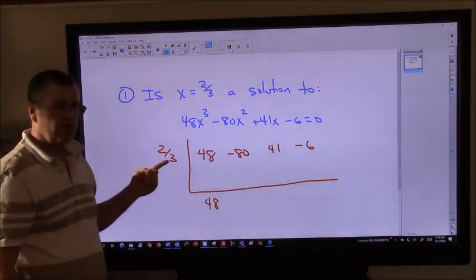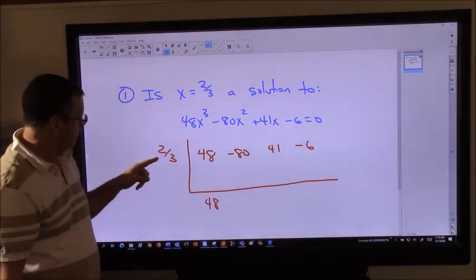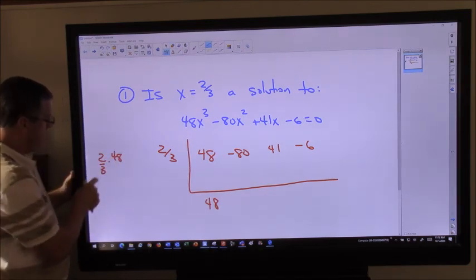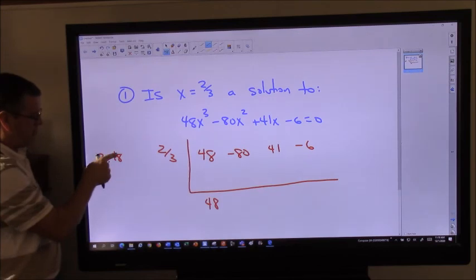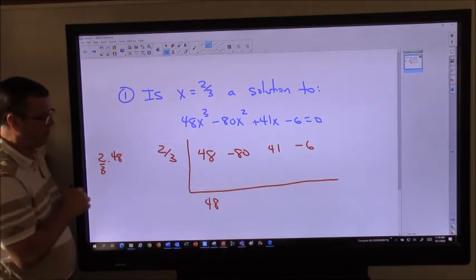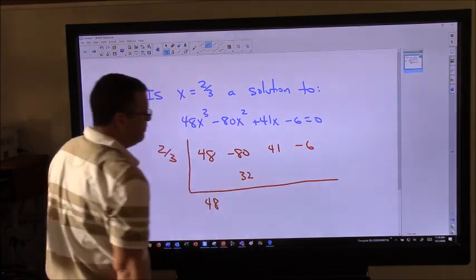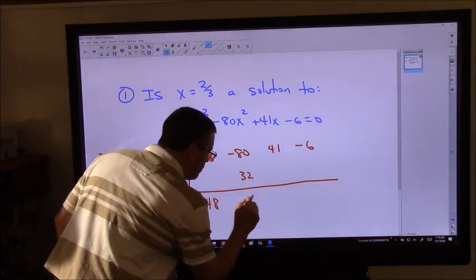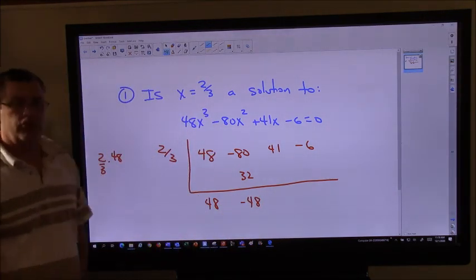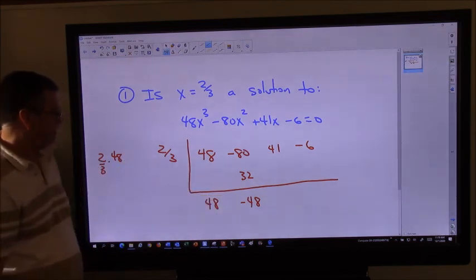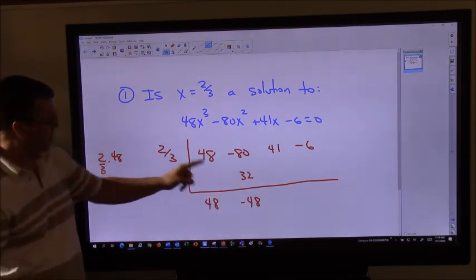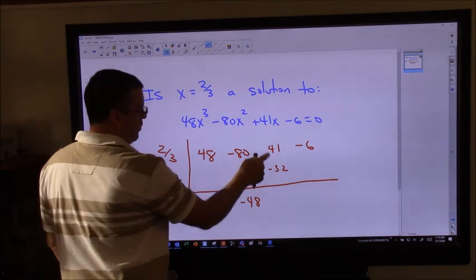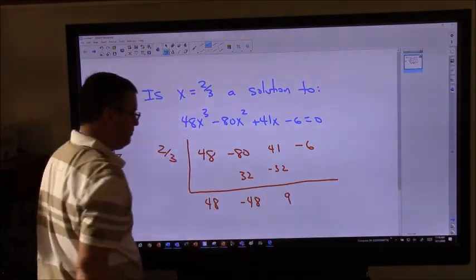So you guys can do this on a calculator if you want. The way I do it is I think, okay, 2/3 times 48, let's first of all do 48 divided by 3, that's 16, times 2, that's 32. And now I'll go ahead and add those together, and what I get is a -48. So I'll do the same thing again. 2/3 times that, it's still going to be 32, but this time I'm doing a positive times a negative, so that's a -32. And so 41 minus 32, that would be 9.